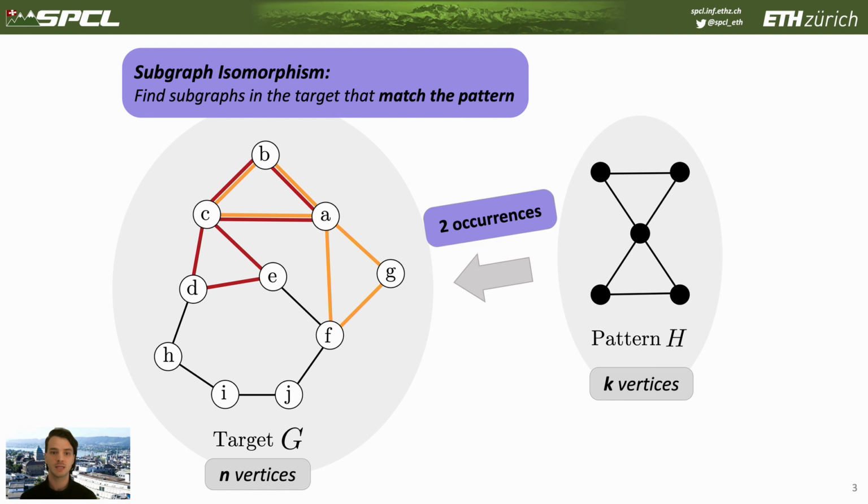Subgraph isomorphism is one of the classic NP-complete problems. It generalizes both the Hamiltonian cycle problem and the k-clique problem. Therefore, it is natural to consider restricted classes of target graphs, for example, planar graphs. However, the problem remains NP-hard even in planar graphs.